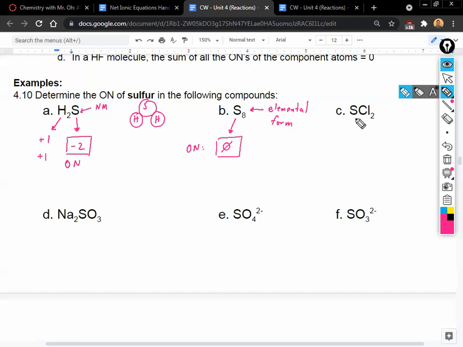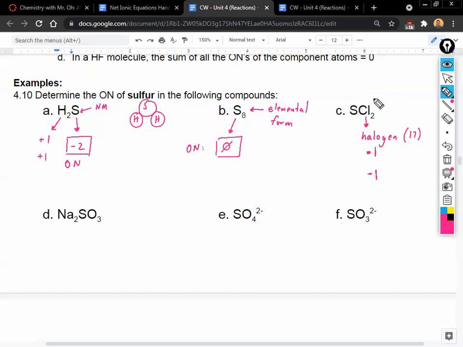Okay, let's look at the next one, SCl2. Just a little hint: let's look at the Cl first. Cl is what type of element? It's a halogen, yeah, because Cl is in group 17. So what did we say about halogens? What's the oxidation number for halogens? -1, except when they're combined with oxygen, right? But sulfur is obviously not oxygen. So that means chlorine here is going to be -1, and there's 2 of them, so it needs to be -1 again.